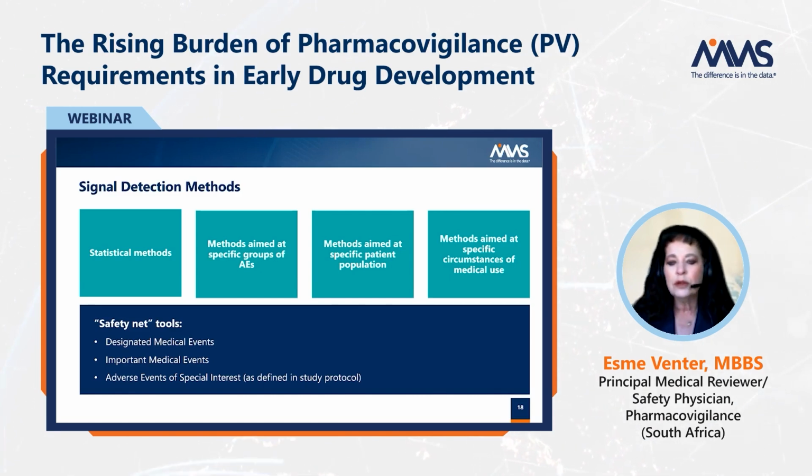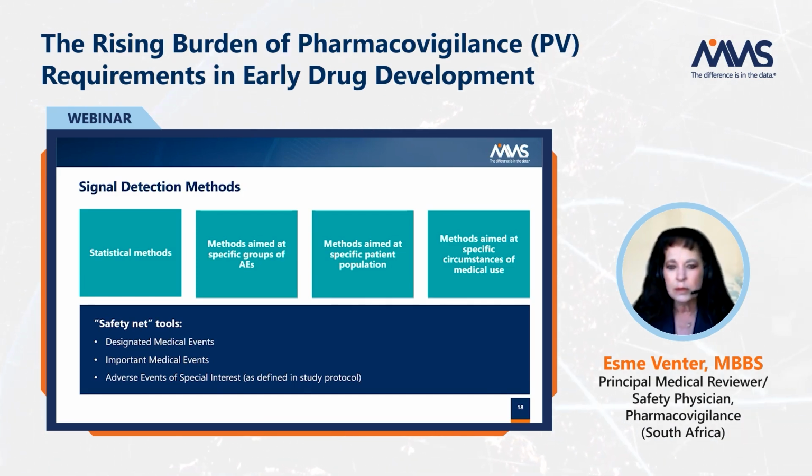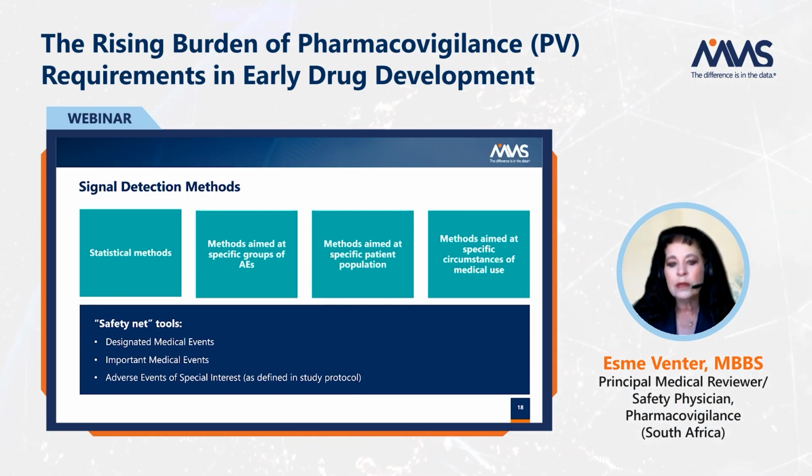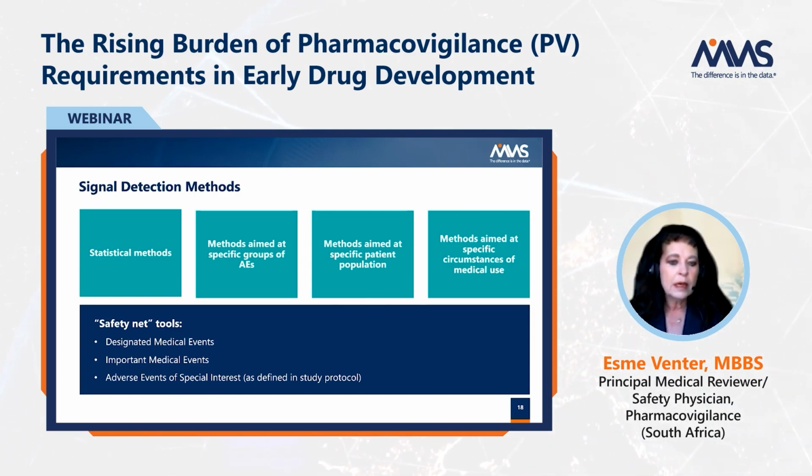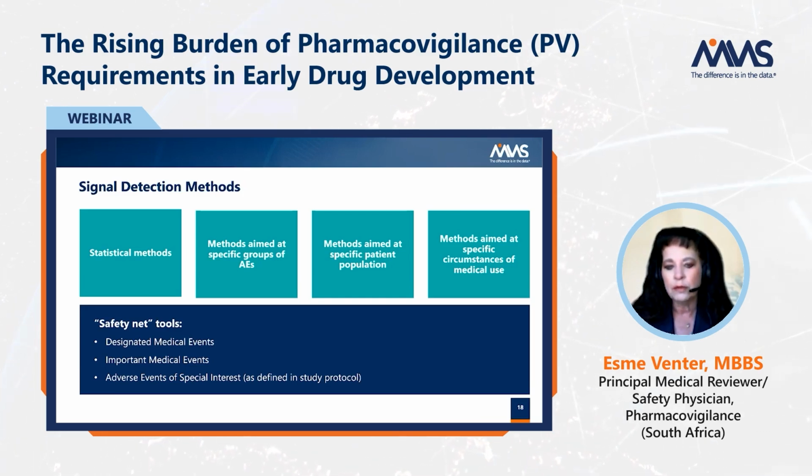Methods aimed at specific groups of adverse events. Here we review unexpected events, serious adverse events, and most importantly, deaths, severe adverse events leading to discontinuation, and adverse events of special interest. With methods aimed at specific patient populations, we look at geographic, pediatric, and geriatric populations and also gender differences. Methods aimed at specific circumstances of medical use. Here, cases of overdose, abuse, misuse, medication error, and occupational exposure are reviewed.